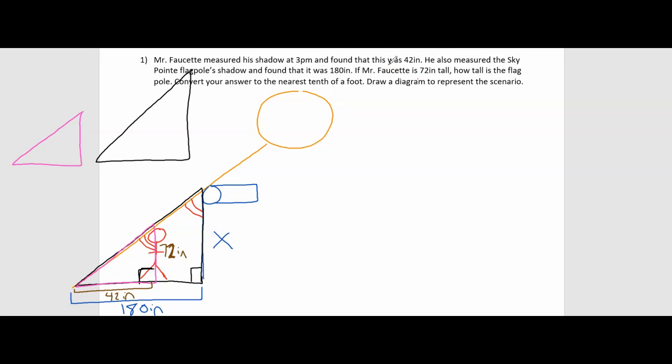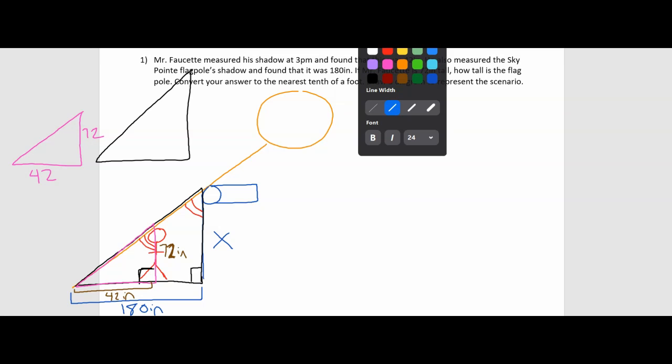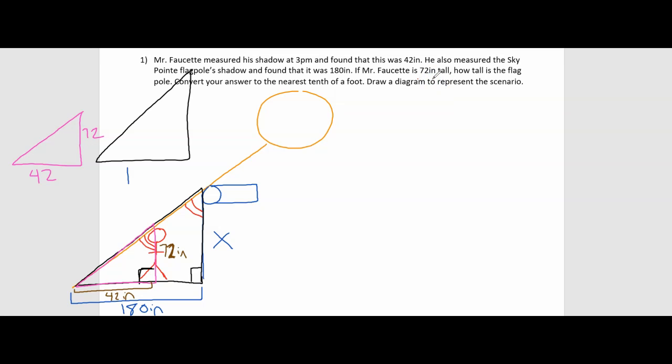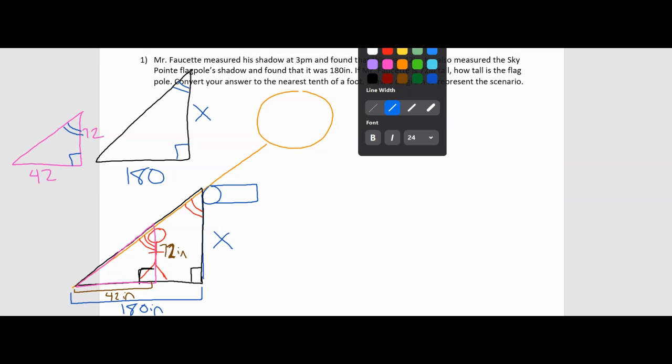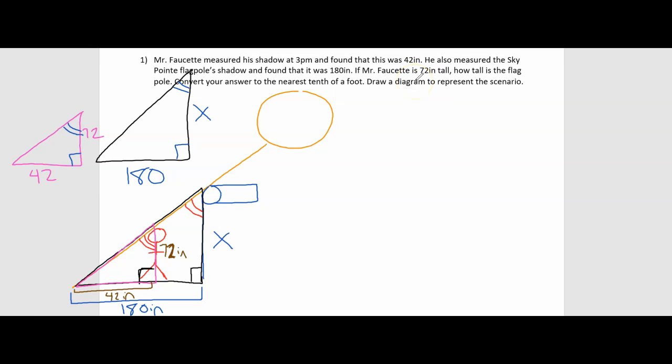Okay, so if you did pull them apart, we have 42, 72, we have 180, and we have X. I'll just throw the angle congruency arcs in there as well. So if I set up this proportion, there's a bunch of different ways I could do it. I could do 72 over 42 is equal to X over 180.